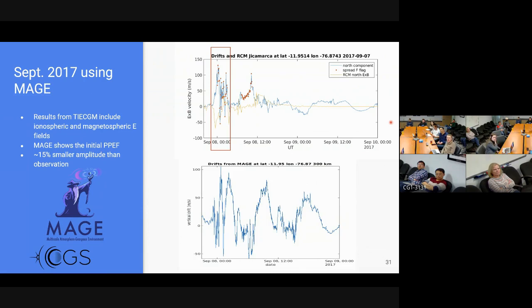Other questions, either in the room or online? Yeah, I don't understand what the red dots there are. Oh, those are the spread F flags. So they just sort of indicate poor data quality. Poor data quality. Yeah.